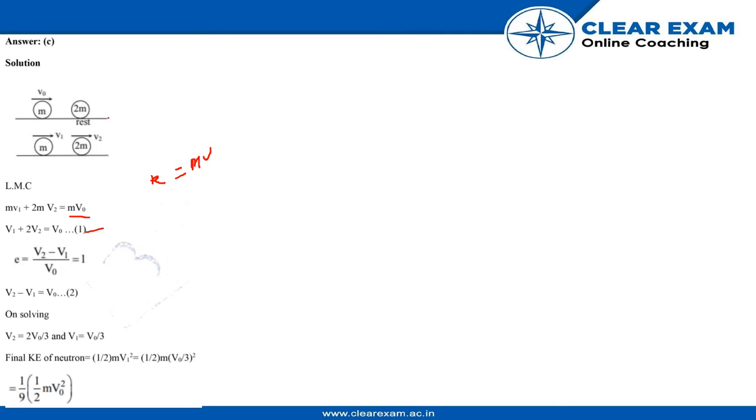By another formula, e equals (v2 minus v1) upon v0 equals 1. So we know that v2 minus v1 equals v0 after sending v0 to the other side. On solving, we will get v2 equals 2v0 by 3 and v1 equals v0 by 3. So the final kinetic energy of the neutron will be half m (v0 by 3) whole square. So that will give the final answer as 1 by 9 times half mv0 square.